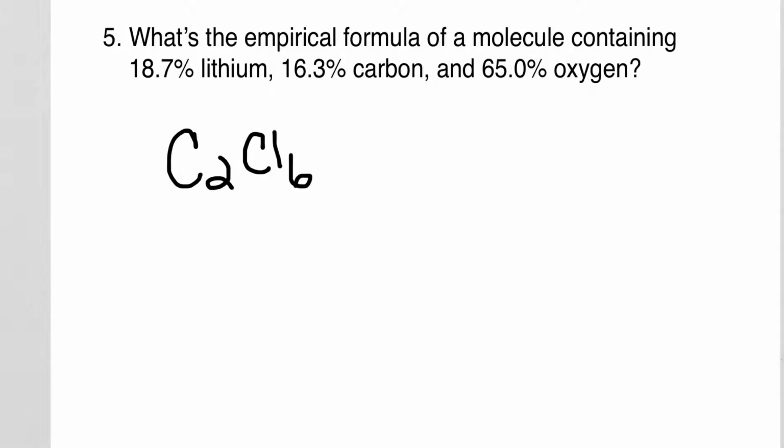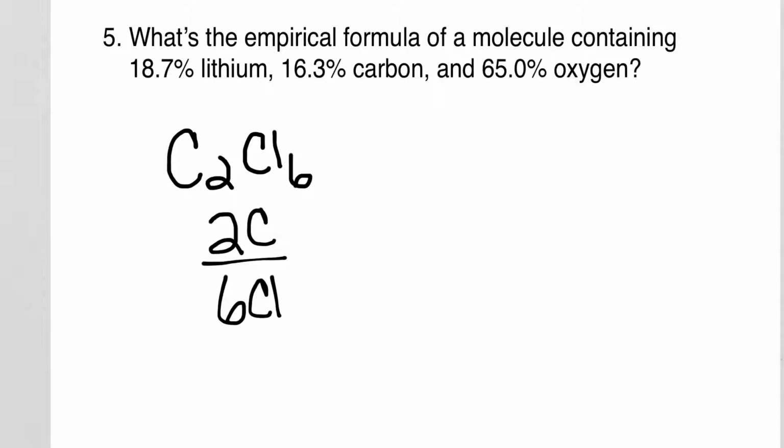Let's review. A formula tells us how many atoms of every element are in a compound. So here we have 2 carbons and 6 chlorines. We can think of this as a ratio. For every 2 carbons, we have 6 chlorines. The empirical formula is simply the most reduced ratio of atoms or elements in a compound.